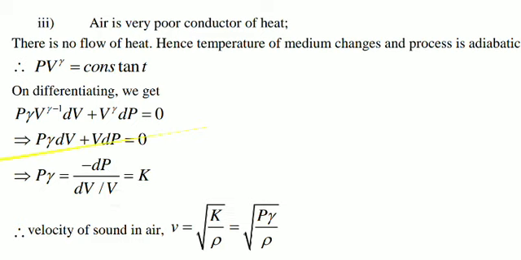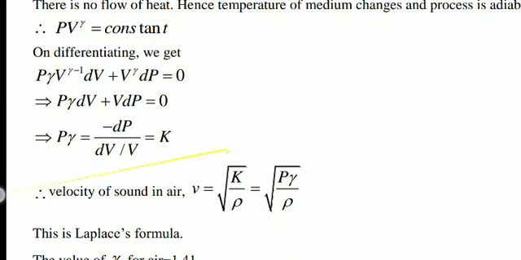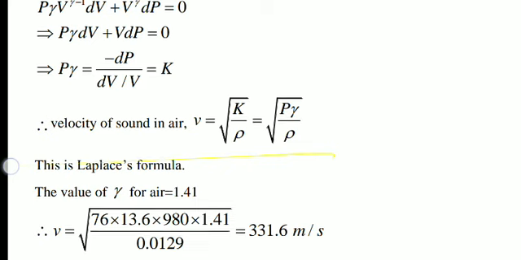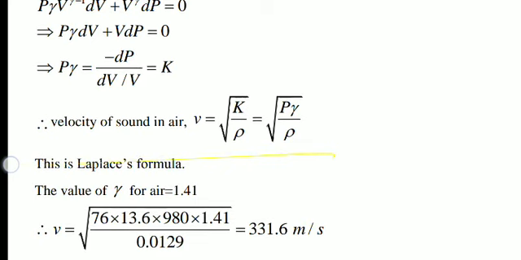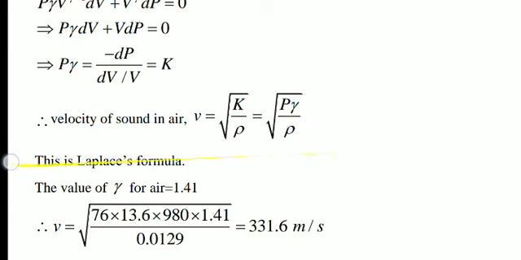So Laplace found that the value of K should be replaced by P into gamma instead of P only. So the velocity of sound in air will be equal to the square root of P into gamma divided by rho. The value of gamma is also well known, that is the ratio of the specific heats at constant pressure and constant volume. It is equal to 1.41. This is a constant, which can be determined by other methods. If you put all these values, the value of V comes as 331.6 meter per second.